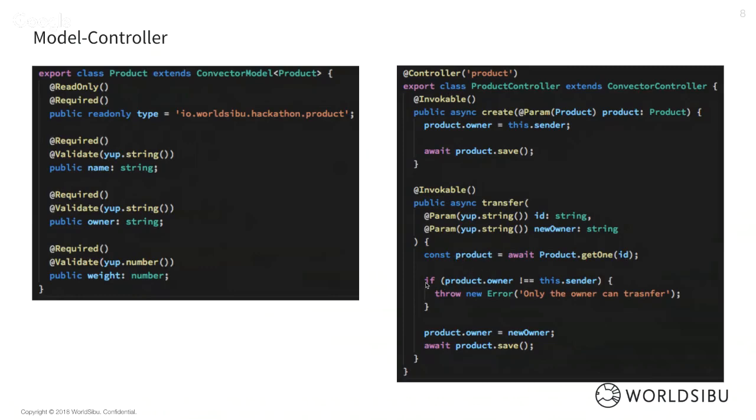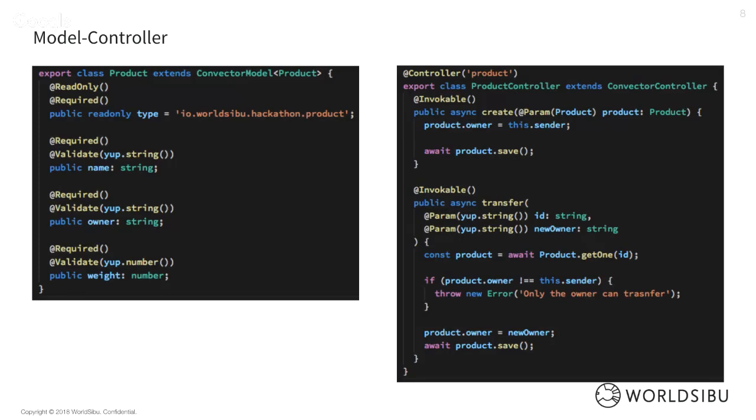And since we are transferring the product, we want to make sure that whoever is invoking the transfer function is actually the owner of this product. So we make a comparison between the product's owner, which was the one that created it, against this sender. And if they are not equal, if they're not the same person or the same authority making this transaction, we simply throw an error, and that's it. This is how we reject a transaction in Convector.